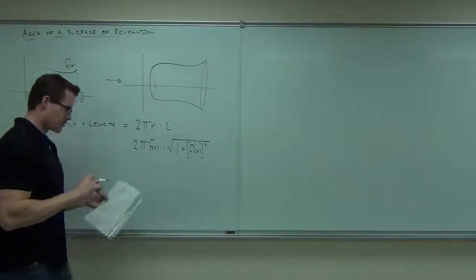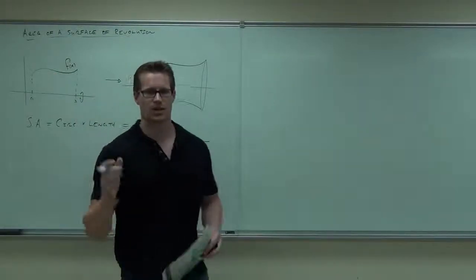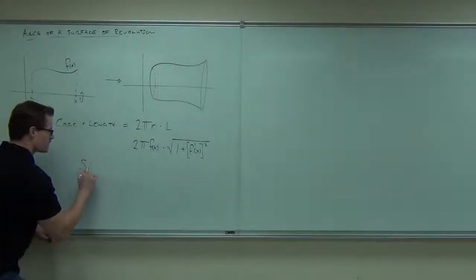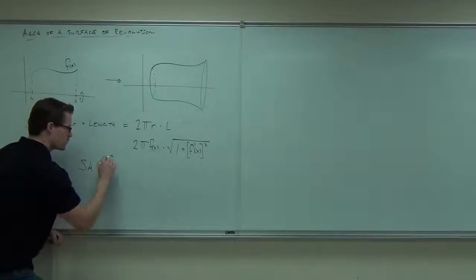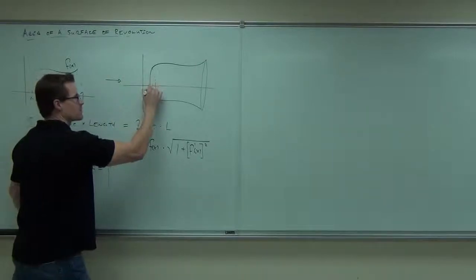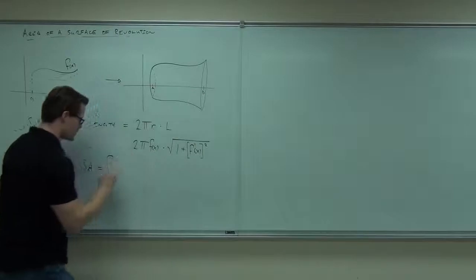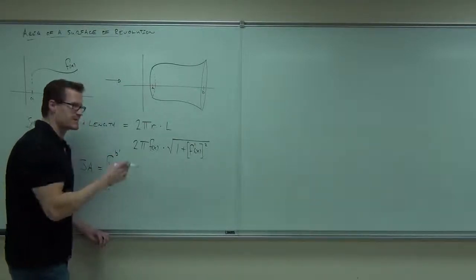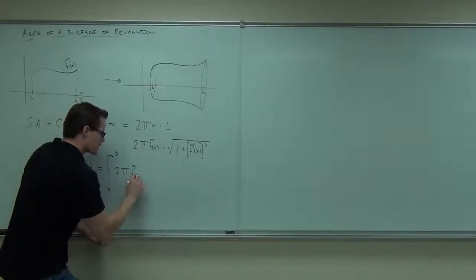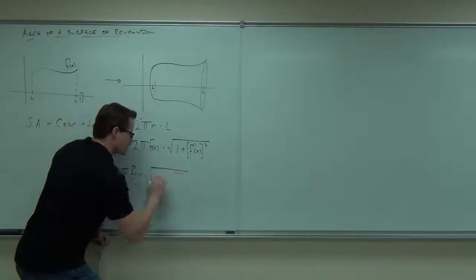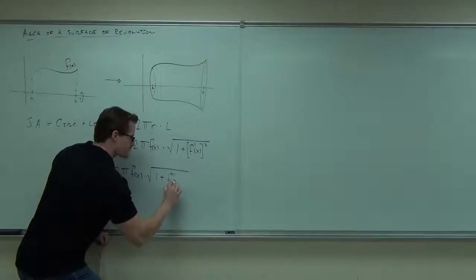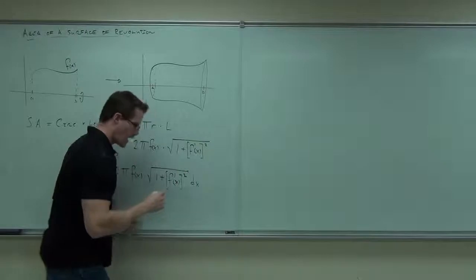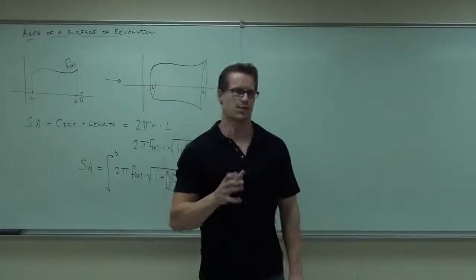What that means is that we're going to integrate, of course, at every single point. So for us to find the surface area, it is going to equal an integral from where we start to where we stop of 2 pi, that's coming from the circumference, f of x times the square root of 1 plus f prime of x squared dx. I hope that you can see where the formula is coming from.